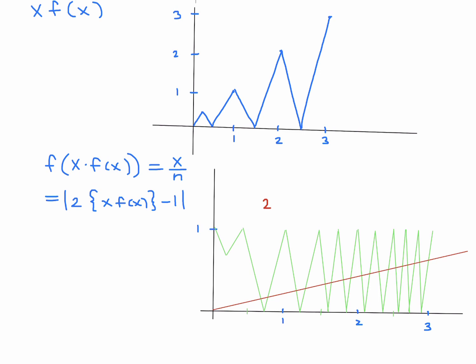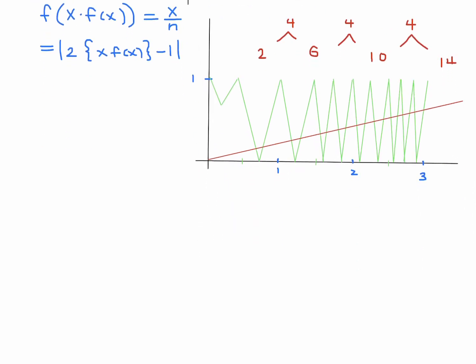And then from 1 to 2, we have 1, 2, 3, 4, 5, 6 intersection points. So I'll put 6 there. And then from 2 to 3, I've got 1, 2, 3, 4, 5, 6, 7, 8, 9, 10 intersection points. So I'll put that there, 10. As you can see, each time it's going up by 4. So if I were to do from 3 to 4, it would be 14 intersection points, and so on.